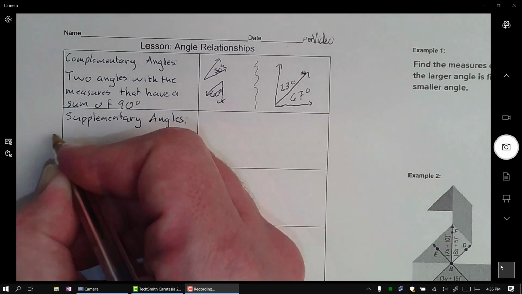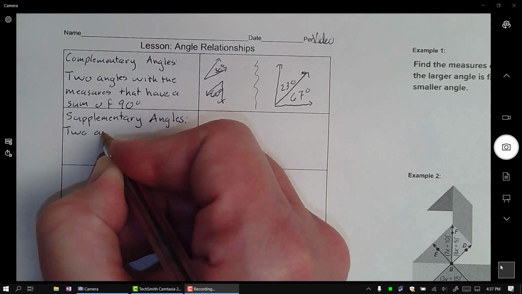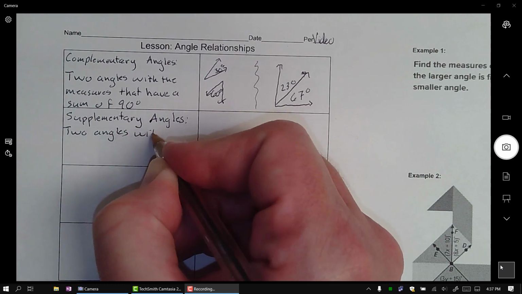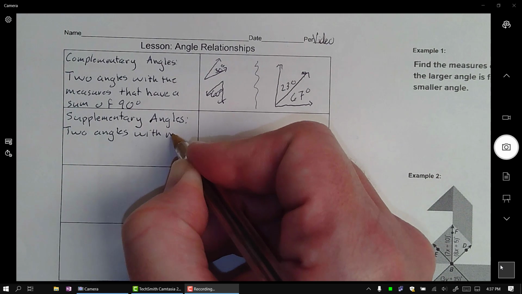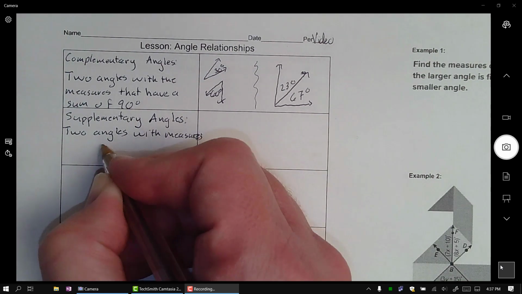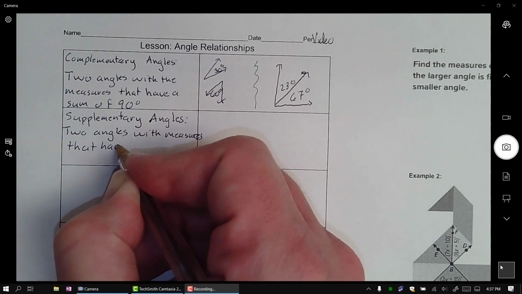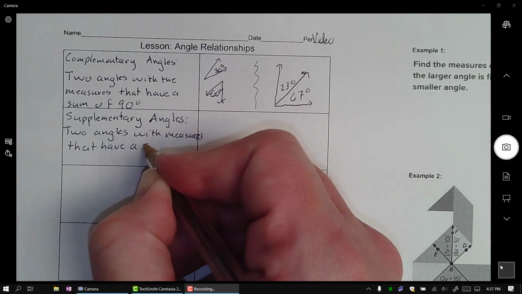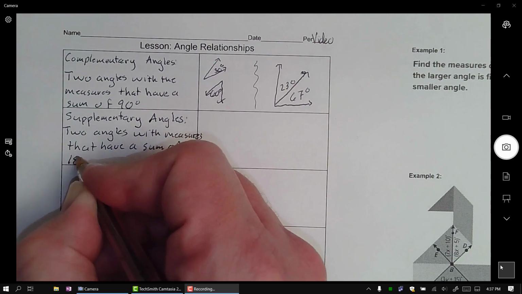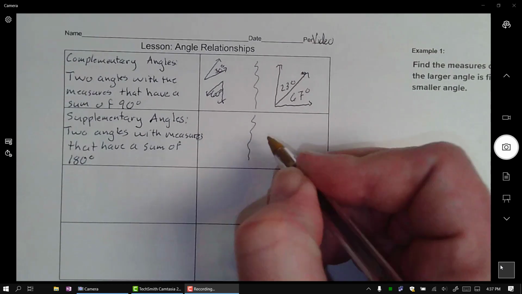So this is two angles with measure that have a sum of 180 degrees. So again, two examples over here.